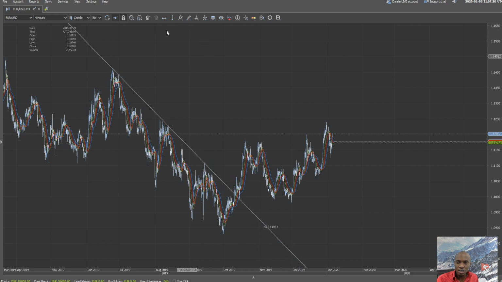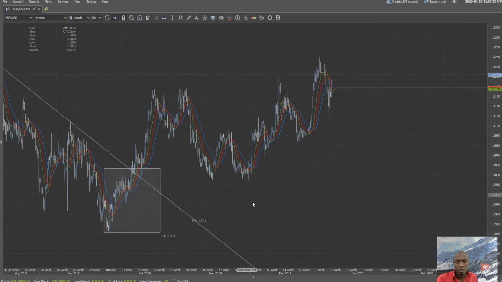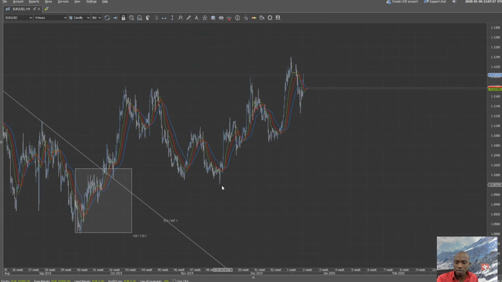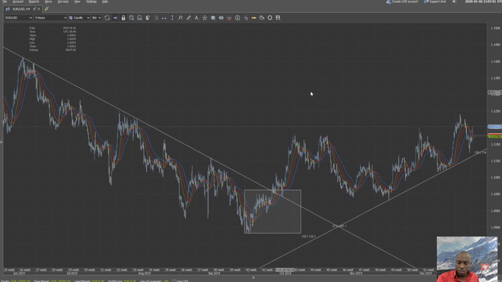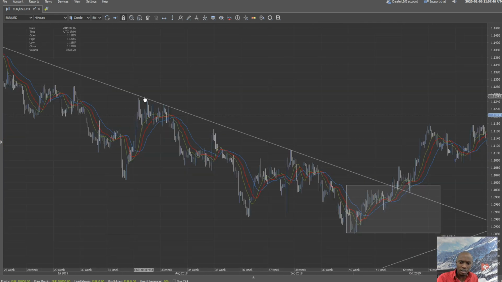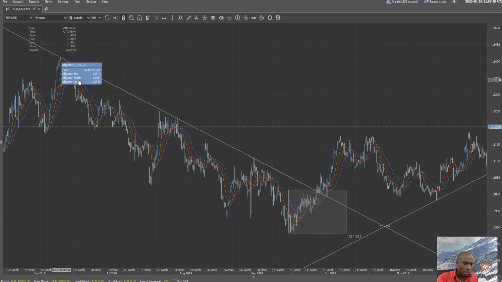You can see something very interesting at this region. I'll put it again from this region. First, you can see this market is trending. It was a bearish movement.